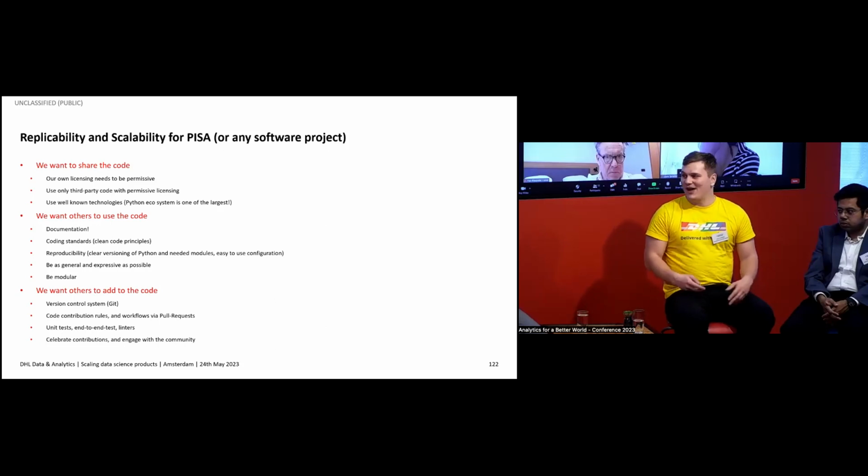And then at the end, if we have contributions, we should celebrate them. We should engage with the community. Let's scale and grow this great project.